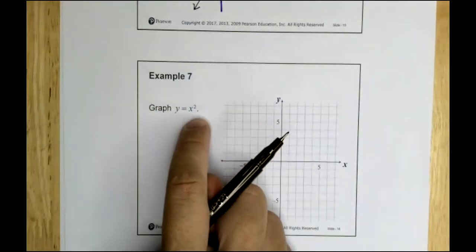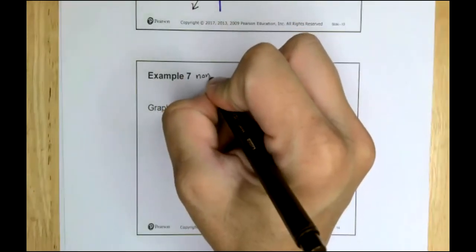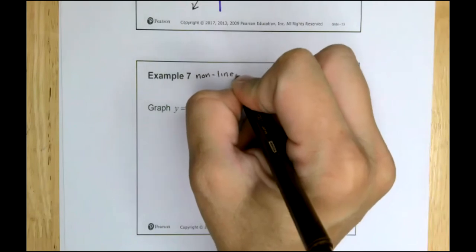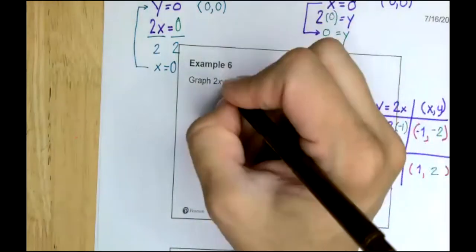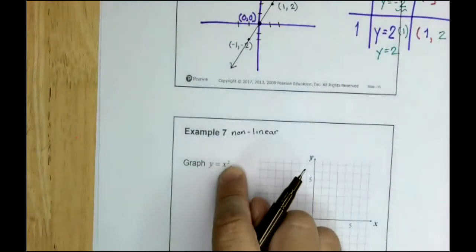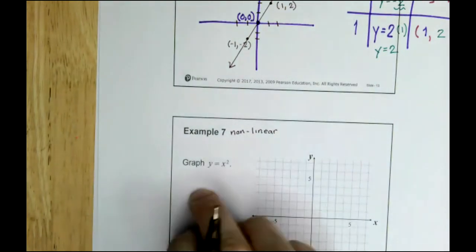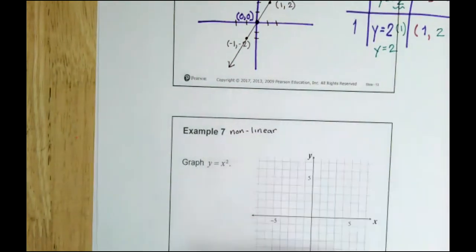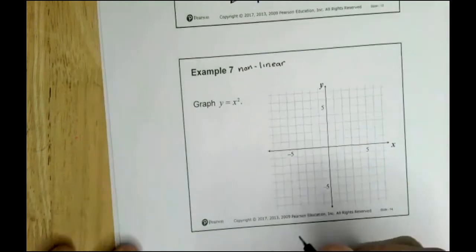Okay. Graph y equals x squared. So this is non-linear. Remember, linear means that the x is only raised to a 1, right? Here, x is raised to a 2, so it's not going to be a line. I don't know what it is, but I know it's not going to be a straight line through this plane. So if I graph it, first I just need a table, right?